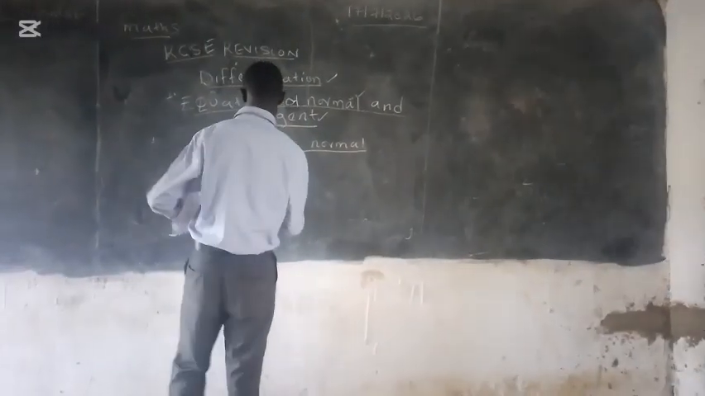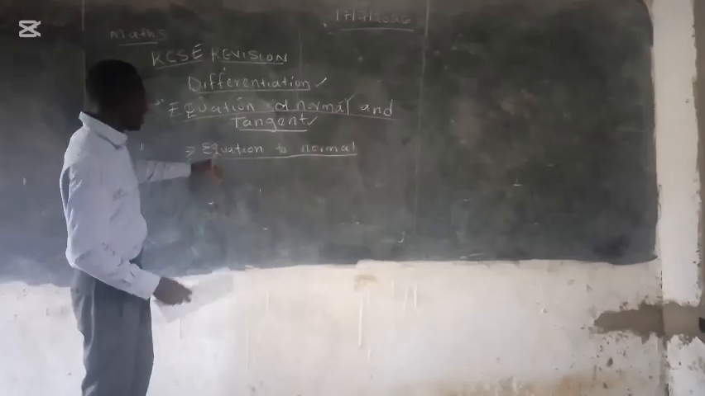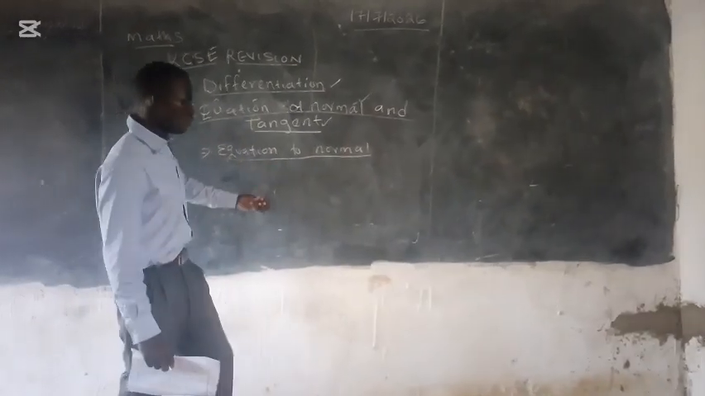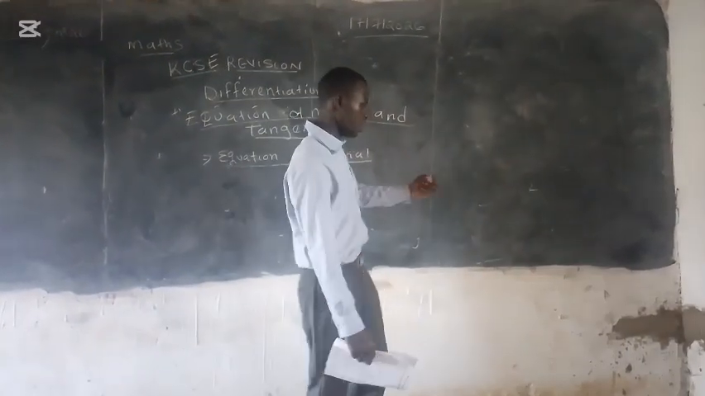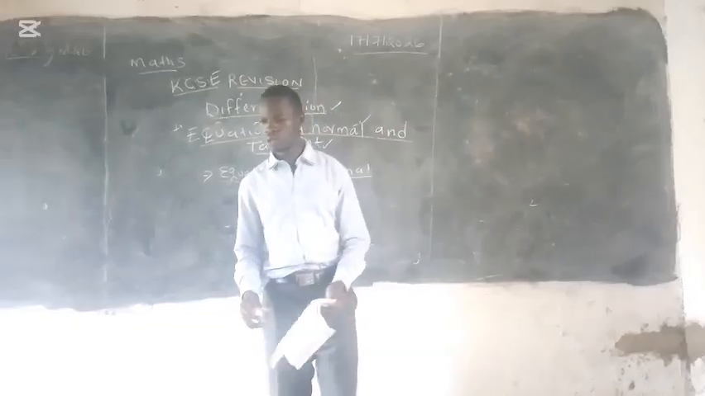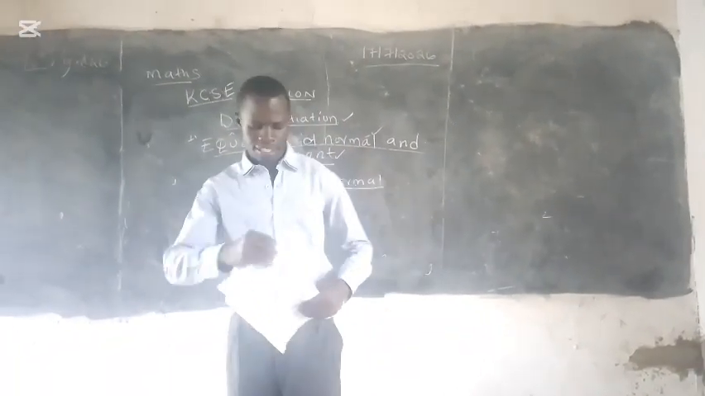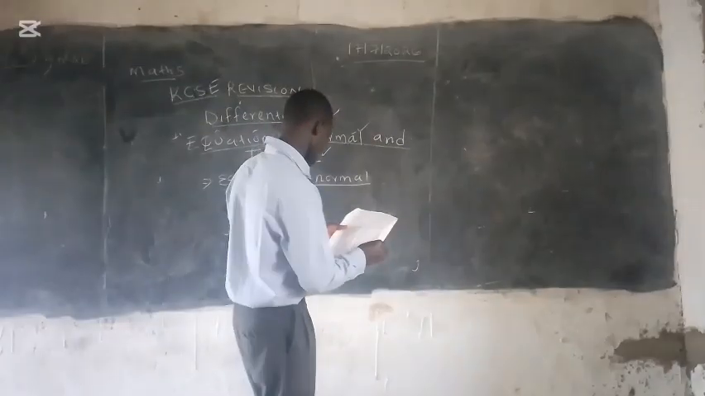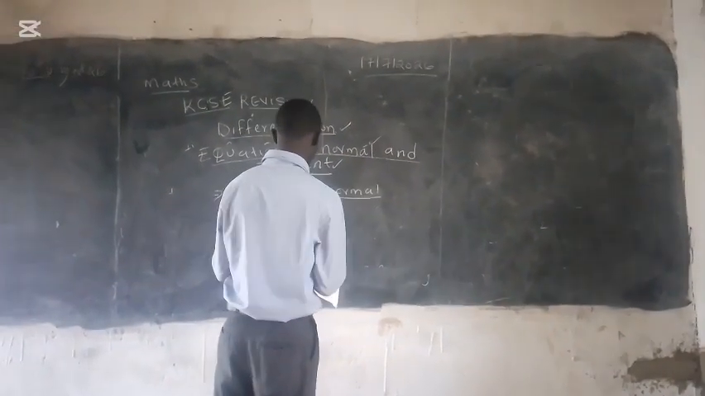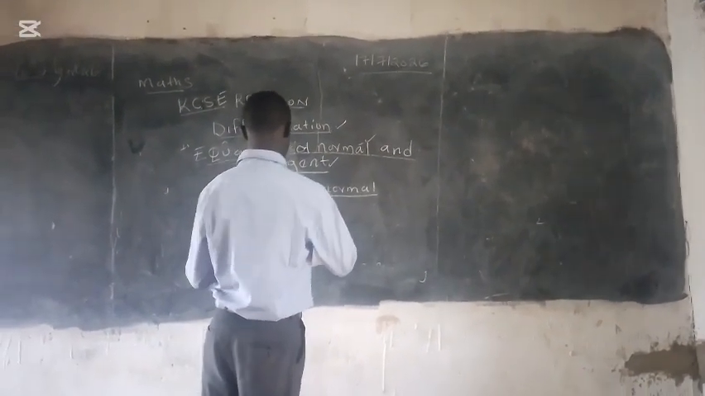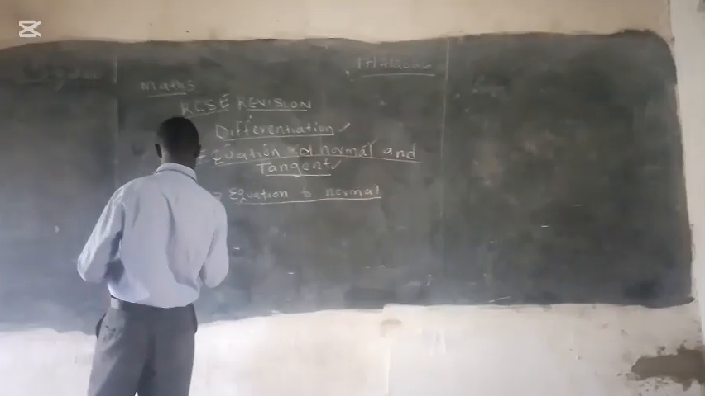Now, in most cases, we are given a question in exam, and they ask you to get the equation to the normal. Many students fail this question because they don't understand that equation to the normal is related to the equation to the tangent. Now let us do one example so that it can help us to build our understanding.